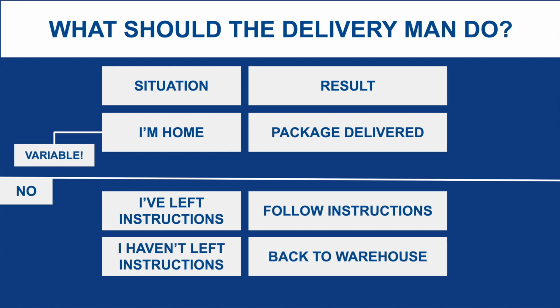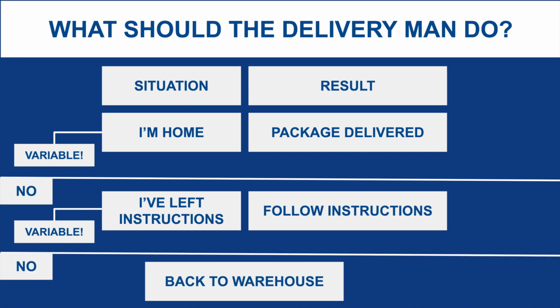And then if I have not left instructions, we want them to actually go back to the warehouse. So we need to take this from things that we've written out in the English language to actual code. As you can see here, this is another case where we can turn English or something written out into code very easily, because you have either left instructions or you have not left instructions, true or false. So we can turn this "I've left instructions" into a variable. If you have not left instructions, then we want to go back to the warehouse.